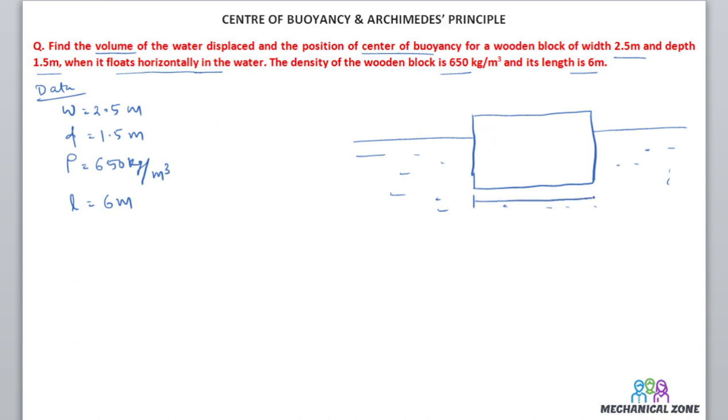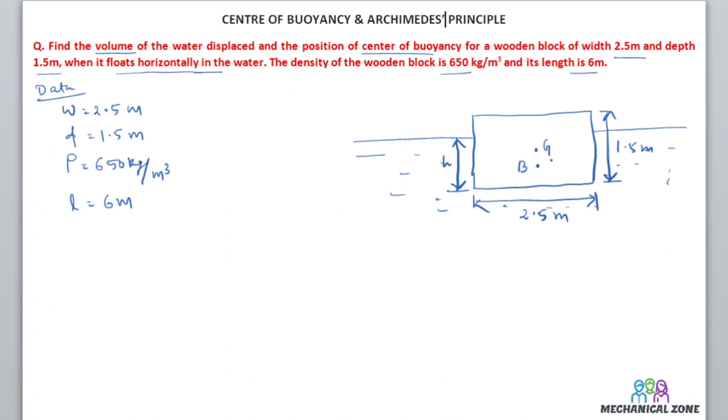And this is the width of the wooden block, which is 2.5 meter. And this is the depth of the wooden block, which is 1.5 meter. And h is the depth which is inside the water. So consider this point as the centroid of the wooden block and this point as the center of buoyancy. So what next step we will do?